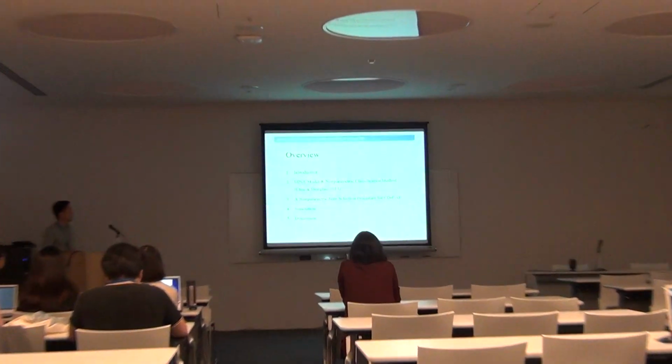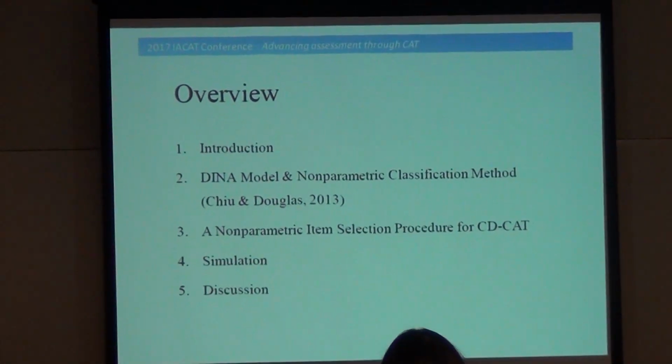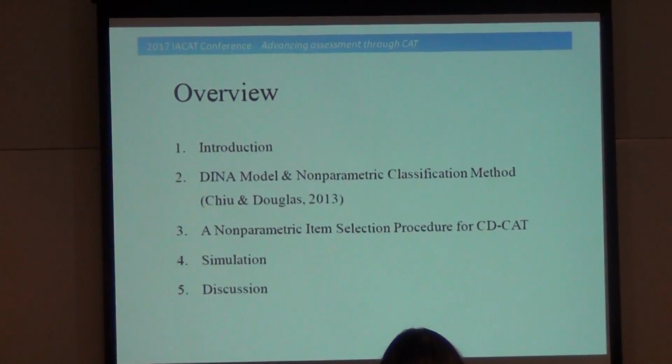Okay, so this is the outline of our study. We will focus on the DINA model in our study, and the non-parametric classification method is used to develop a non-parametric procedure for item selection in our studies. And we conducted a simulation study, and there is a discussion.